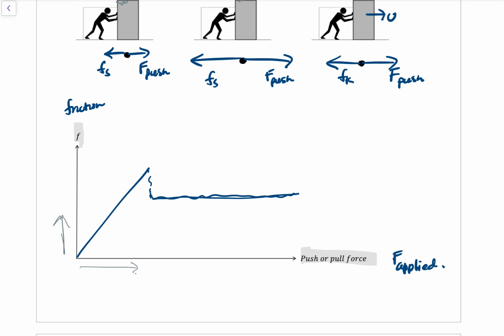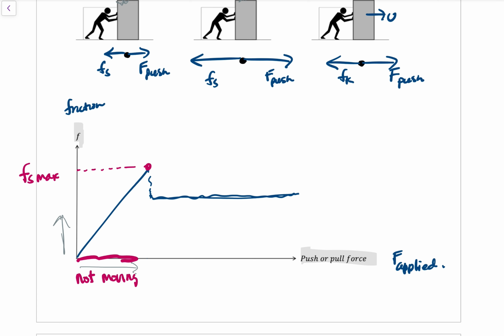We're going to define some points here. So I'm going to say that this point here, this point where right before the object starts to move, right before that object starts to slide, we are going to call this my FS max. So this is my static friction, the max value of that static friction. So all the way from here to here, our object is not moving, right? So this is not moving.